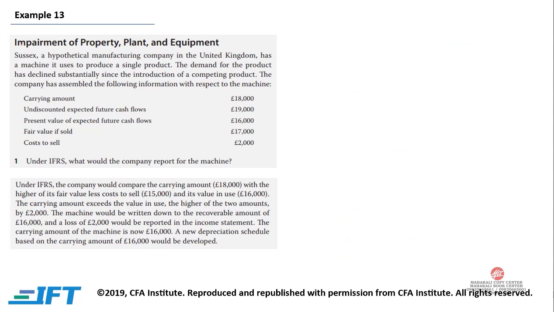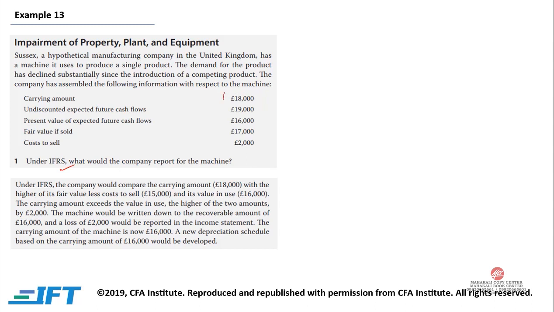Example 13, impairment of property, plant and equipment. Sussex, a hypothetical manufacturing company in the United Kingdom, has a machine it uses to produce a single product. The demand for the product has declined substantially since the introduction of a competing product. The company has assembled the following information with respect to the machine. Under IFRS, what would the company report for the machine?